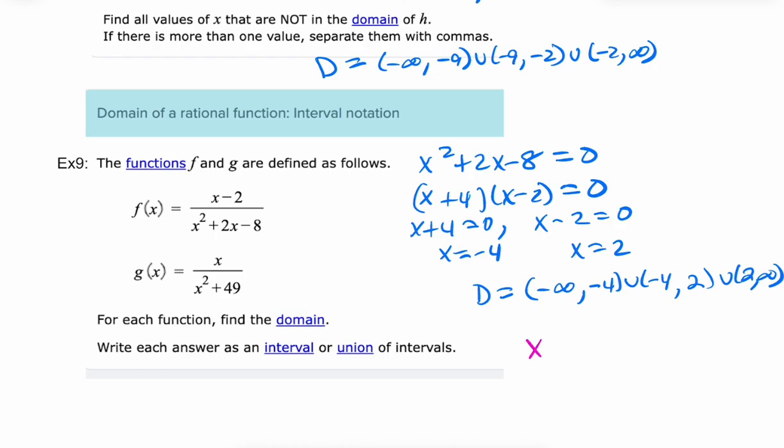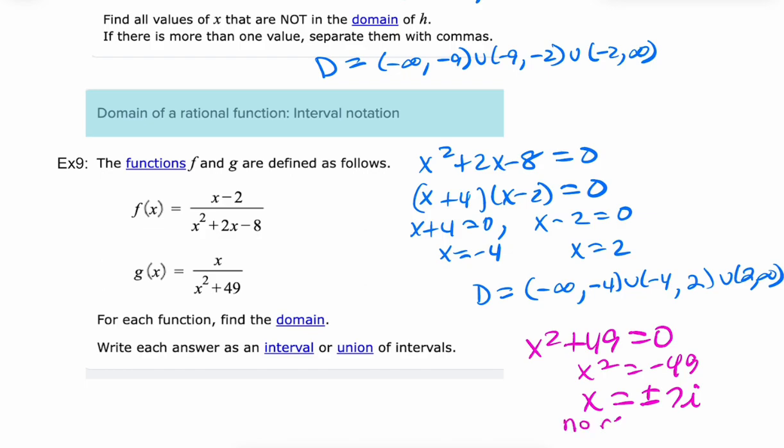If we set x squared plus 49 equal to 0, we get that x squared equals -49, or x is plus or minus 7i. Square root of 49 is 7, square root of a negative is i. That is not on the real number line. There are no real excluded values. Those are not on the number line. They can't be excluded. I don't care about them.